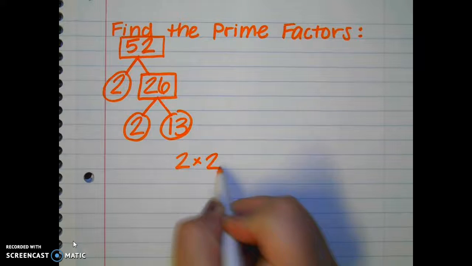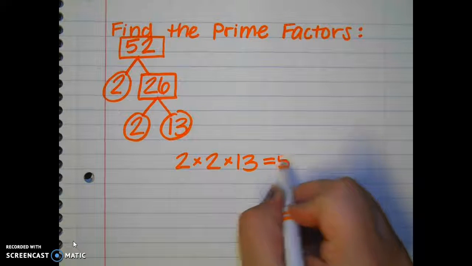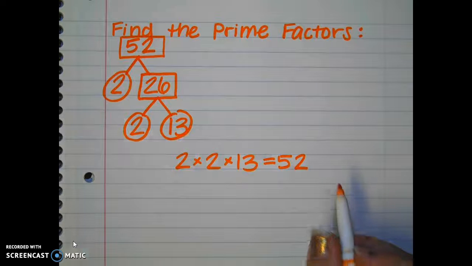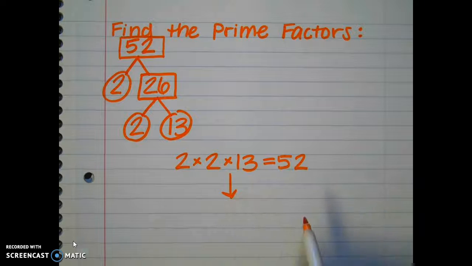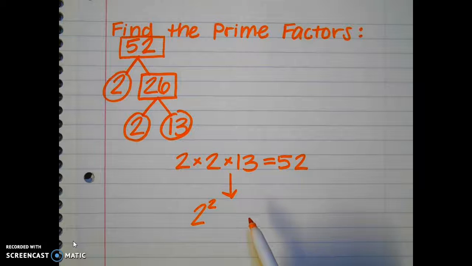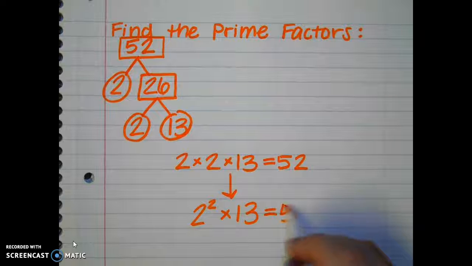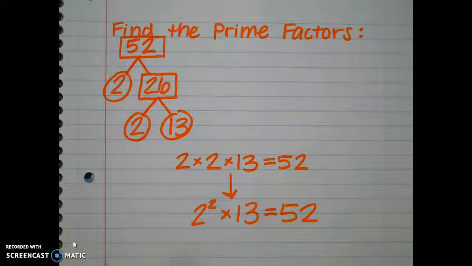2 times 2 times 13 gives us 52. And don't forget that we always write this using exponential form. 2 times 2 is 2 to the power of 2. Then we multiply that by 13. Which also gives us 52.